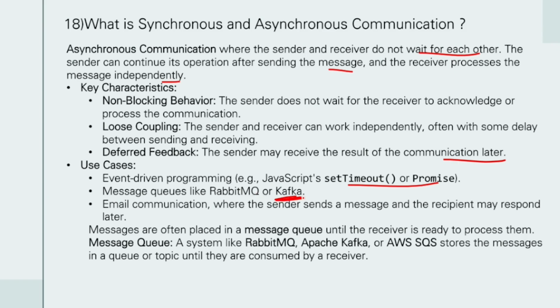Kafka is a very good technology for asynchronous operation. Email communication, where the sender sends a message and the recipient may respond later. Messages are often placed in a message queue until the receiver is ready to process them. Okay, so what is a message queue? It is a system like RabbitMQ, Apache Kafka or AWS SQS that stores the messages in a queue or topic until they are consumed by a receiver.